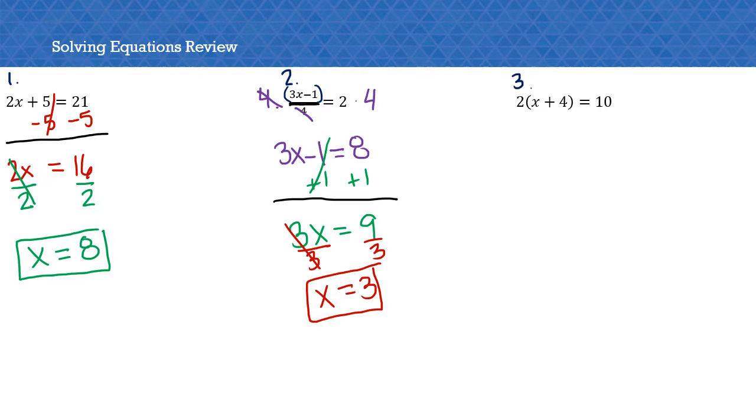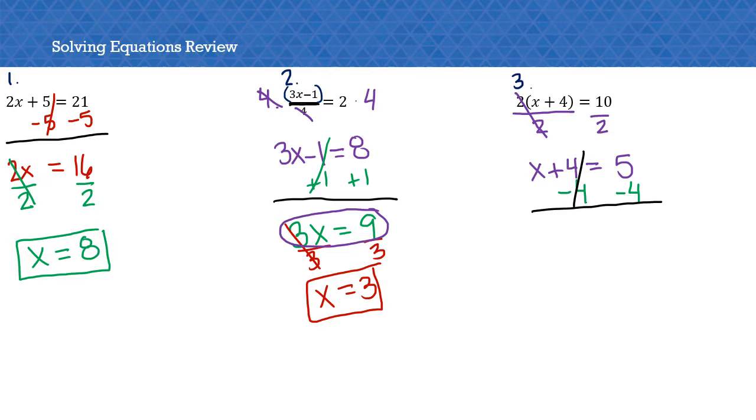So if we think about it, and we go back to number 2, we had 3 times x equals 9. Think about this here. We have 2 times this group equals 10. So if we divide both sides by 2 first, those 2's divide out, and we're left with x plus 4 is equal to 5. Now we just need to undo that addition by using subtraction. And we have x is equal to 1.